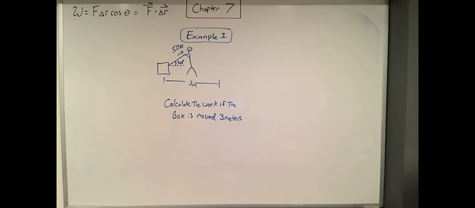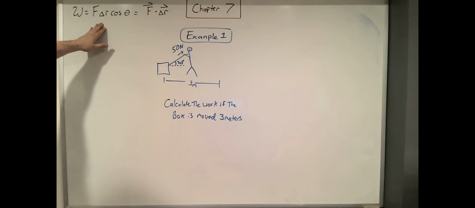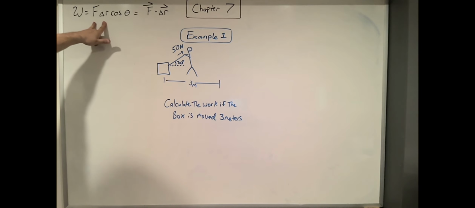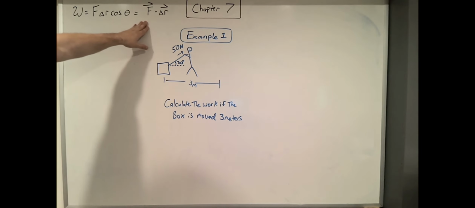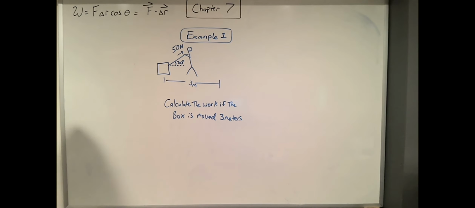Okay, so here we are with our first example on chapter 7. We're going to start with the basics. So we started with work. I've got the work equation up here. Work is equal to a force times a displacement times cos theta. Now these two are both magnitudes. If we want to look at it in vector form, then we need the vector F dotted with the vector change in r, the displacement vector.